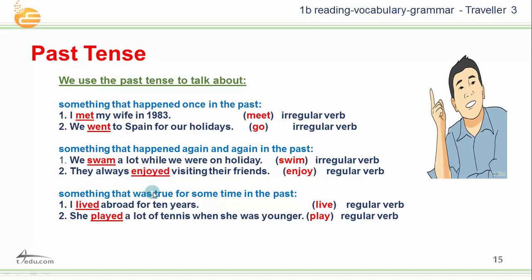And also we use it for something that was true for some time in the past. Like I lived abroad for 10 years. The verb live also is a regular verb. Live, lived, lived. Two, she played a lot of tennis when she was younger. Play is also a regular verb. Played, played.